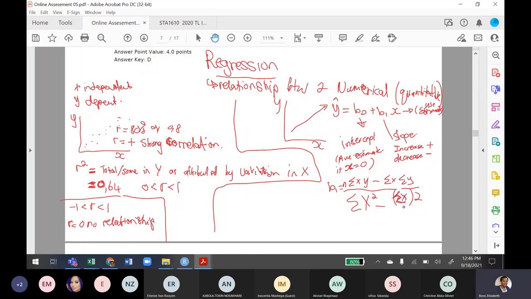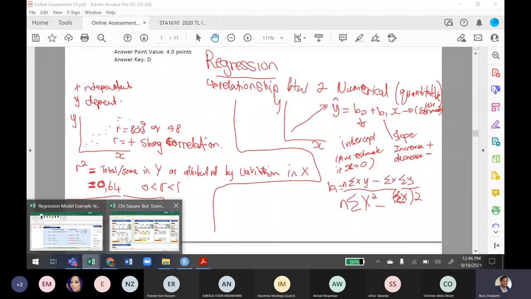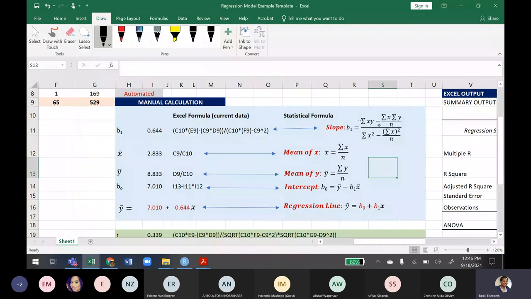The summation of x squared divided by n, or instead of dividing by n there, we can just multiply by n there, which means one and the same thing. So that is the formula to find the slope of the straight line.